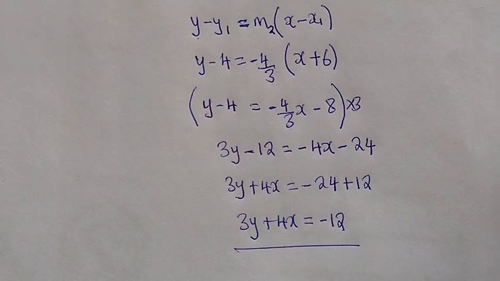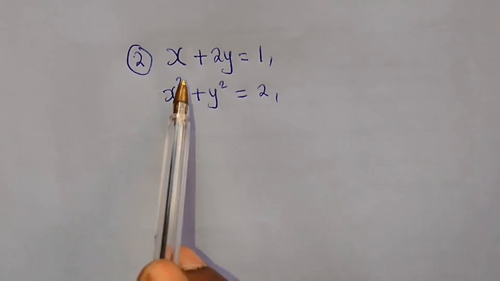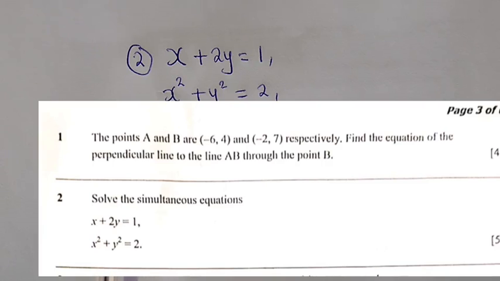So we have answered our question 1. Now we move on to question 2. Alright guys, so we are now on question 2 right here. Question 2 reads, solve the simultaneous equations. So this is the simultaneous equation that was carrying 5 marks, okay?